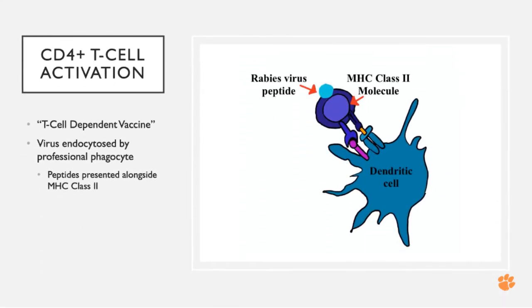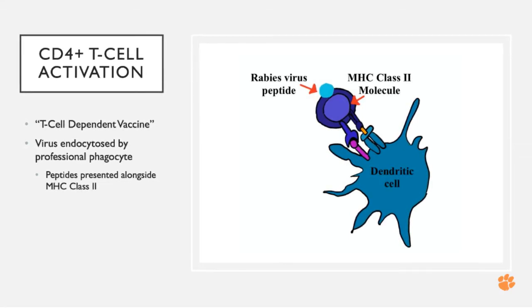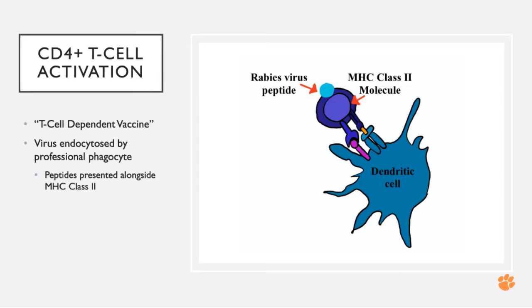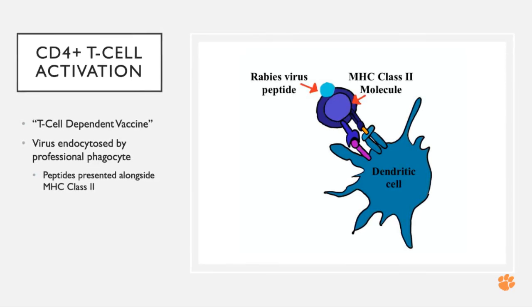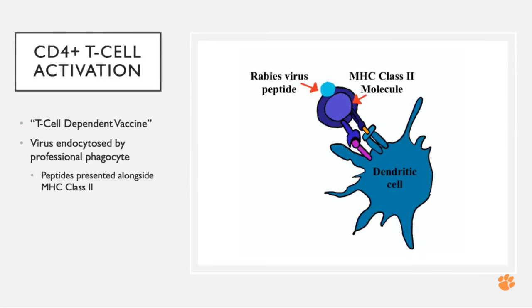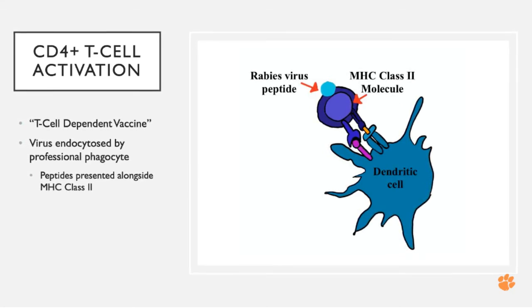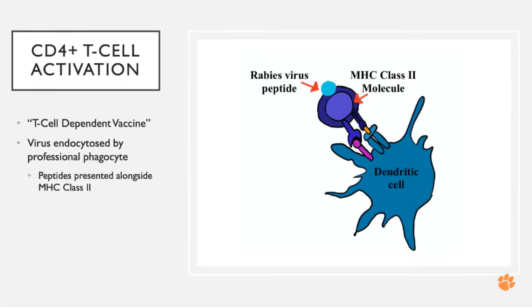The current rabies vaccine is categorized as a T-cell dependent vaccine, meaning that CD4 plus helper T cells are crucial in order to mount a sufficient antibody response to protect against the virus. To start, the inactivated virus originating from the vaccine is taken up by professional phagocytosing cells like dendritic cells. Then, peptide from the virus is presented on the surface along with the cell's MHC class II molecule complex.